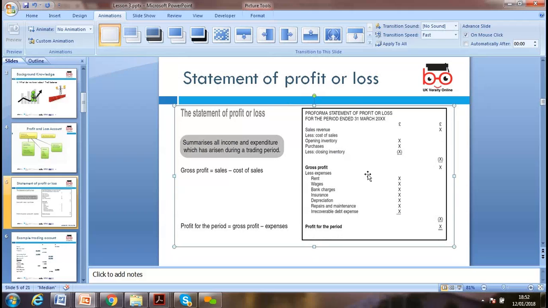So I need to minus all other expenses like rent, wages, bank charges, insurance, depreciation, repair, maintenance, irrecoverable debt, which I'm not going to recover because some of our customers may become bankrupt. So we will minus these and it becomes my profit for the year, or for the period. Does it make sense? Yeah.